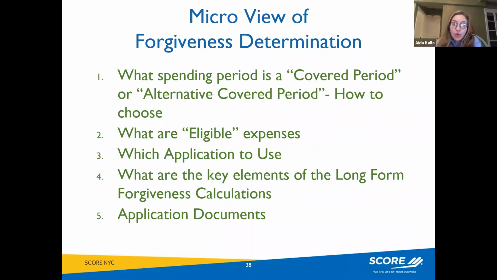So this is going to be a micro view and a repetition to some extent of what Carolyn was saying. We're going to go over the definition of what a covered period is and the options that you can take. We're going to go through the definition of what is an eligible expense for you to be forgiven the amount of the PPP. We're then going to get to which application to use. There's an easy form and a long form, and what you have to comply with to use one versus the other. The easy form doesn't have a lot of calculations, so all the calculations come in with the long form. At the very end, I'm going to talk about the different documents that are involved, and I'm giving you links to these documents so that you can go to them directly on your own and compare what's in the slides with what the documents are actually asking for.